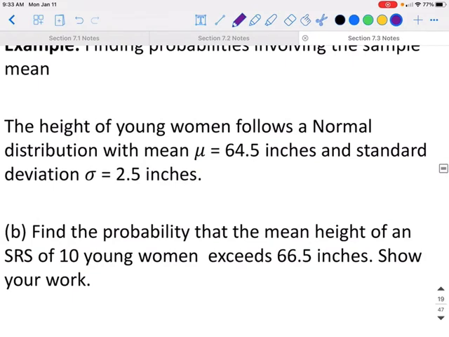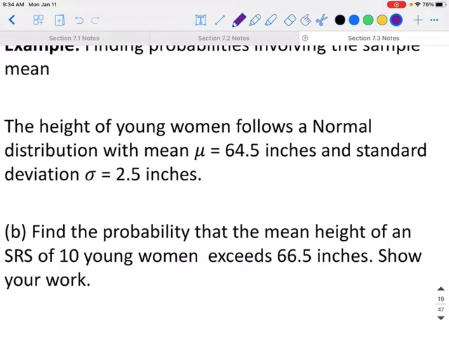Find the probability that the mean height of a simple random sample of 10 young women exceeds 66.5 inches. Now in that previous example, we were just talking about one young woman, so we used the population mean and standard deviation. Because we are talking about a simple random sample, now we're going to have to find the new mean and the standard deviation for the sample itself. So we are going to check that the 10% condition is met before we can do anything else. If we do 10 times our sample size of 10, that would give us 100 young women. We can about guarantee that in the entire population of the United States, there will be more than 100 young women. So we can go ahead and do our calculations.